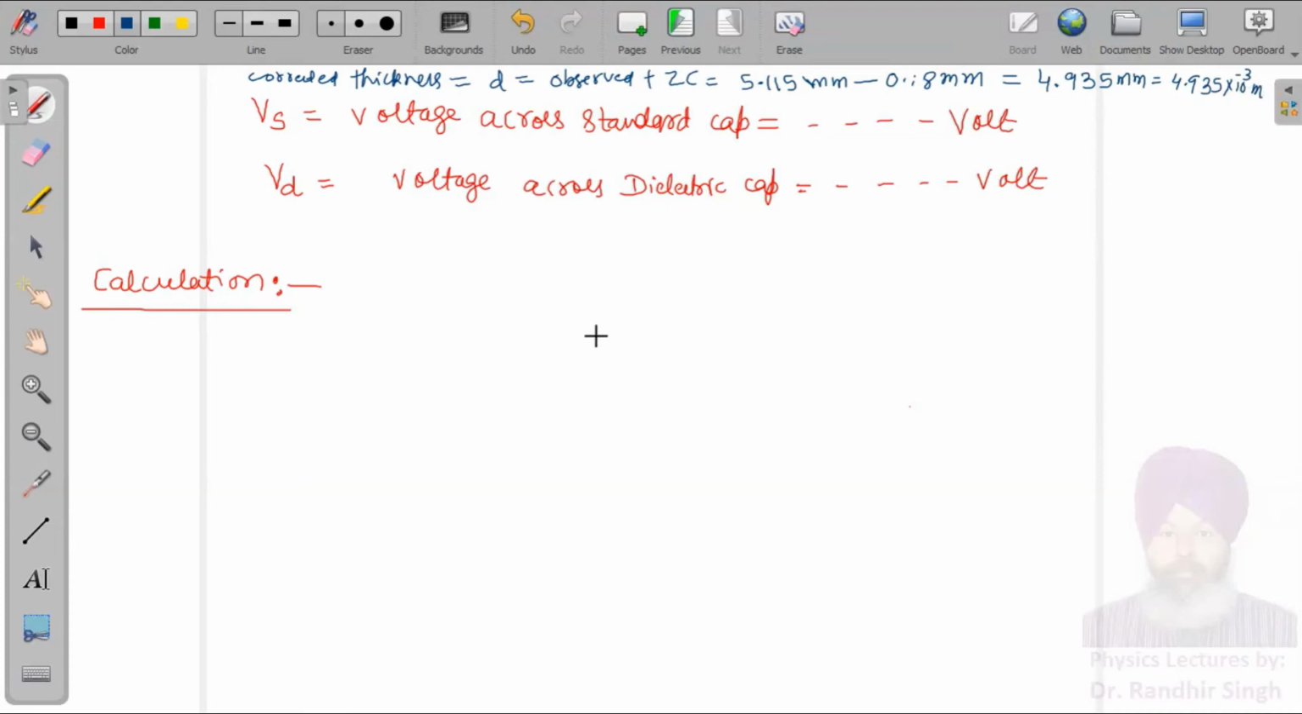So let us now take the values of voltages across the capacitor, the standard capacitor and the dielectric capacitor, then we will make the calculations. And also let me now make the correction.